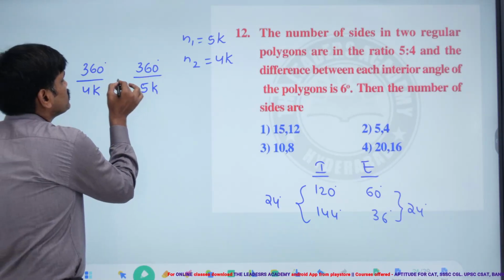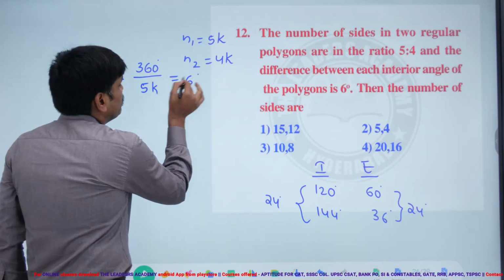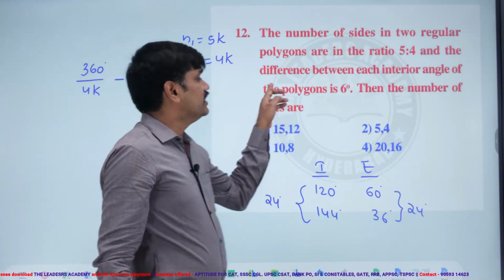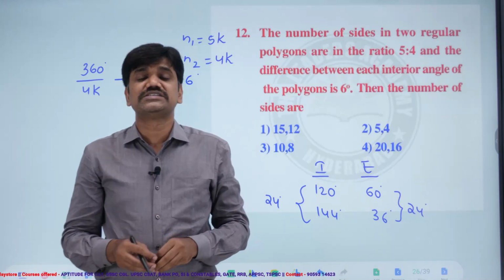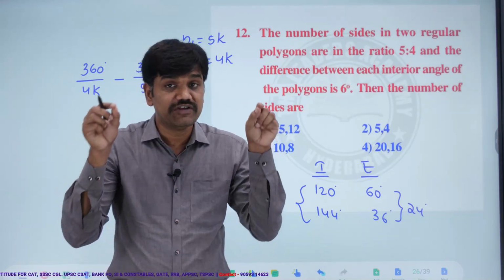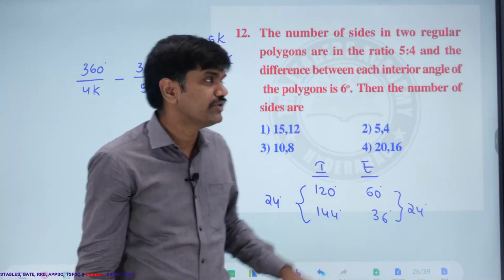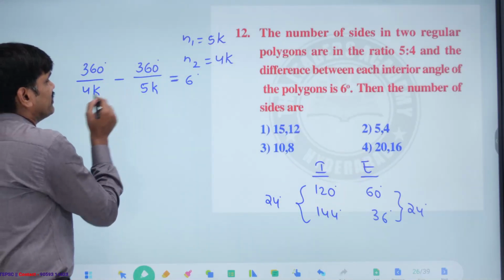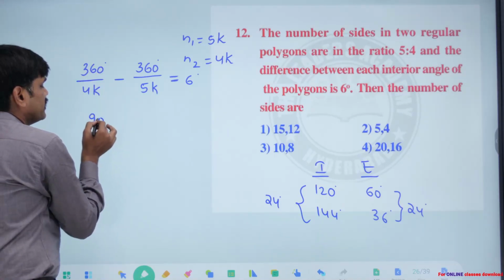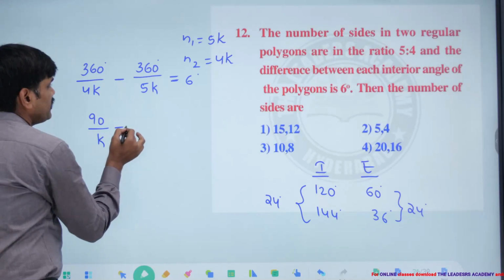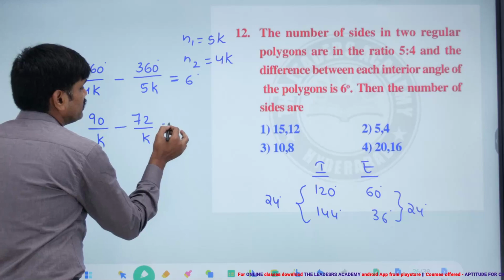So the difference between these two should be taken as 6 degrees, because they mentioned that the difference between each interior angle is 6. If the difference between each interior angle is 6, the difference between each exterior angle will also be 6. That's what I have shown here. Now let's go ahead. Solving this, you will get the value of k. Going for cancellation here, that gives me 90 by k minus 72 by k is equal to what?